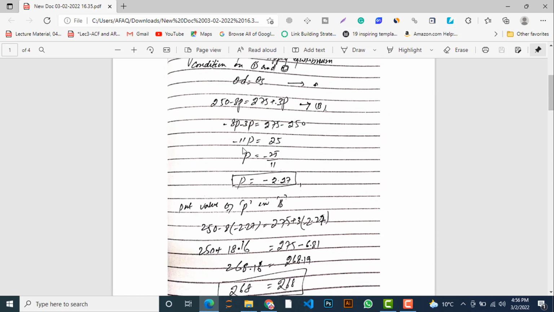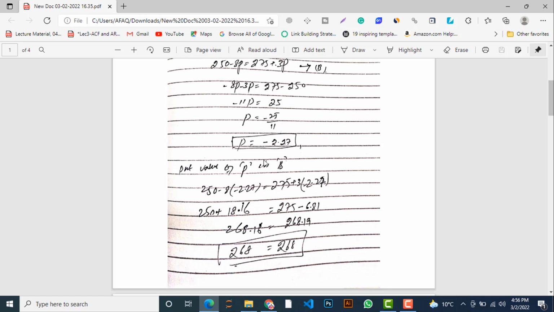Minus 8P minus 3P is equal to minus 11P, and 275 minus 250 is equal to 25. Dividing both sides by minus 11, we get P is equal to minus 25 by 11, and P is equal to minus 2.27. In real course of business activities, there is no price which is negative. But recently you have observed that during the period of COVID-19, the price of oil in the US market dropped to negative. This is a rare chance.